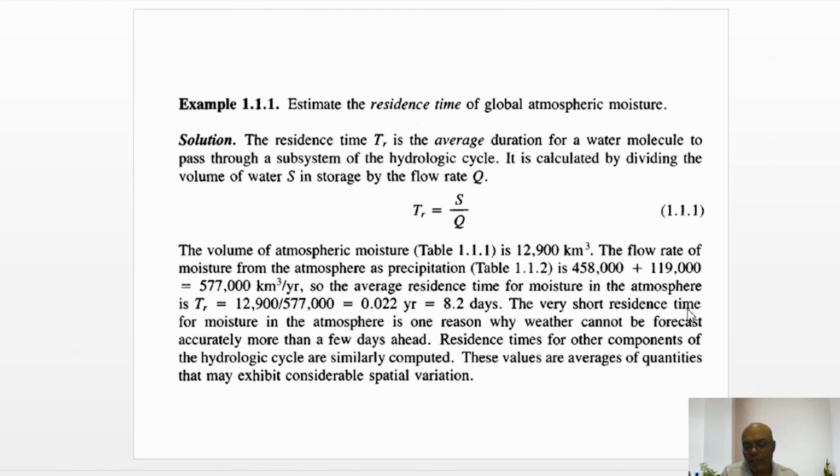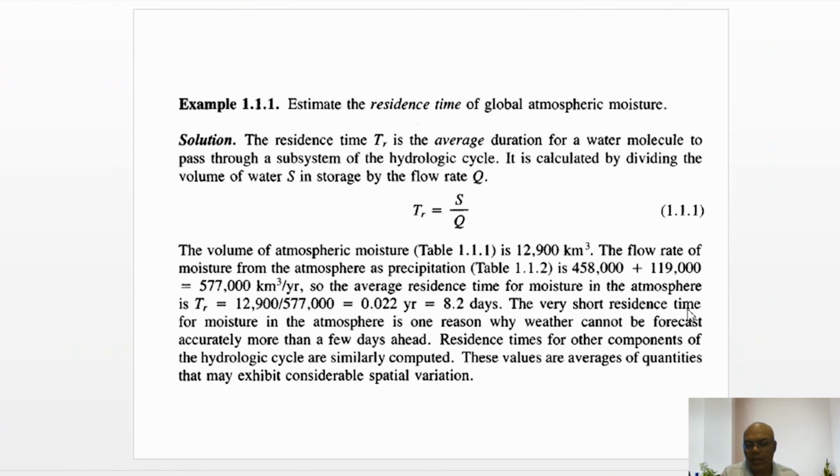Okay, so residence time is calculated as storage by flow rate. Because when it is passing through that subsystem, it is like a storage. But when it exits or enters the subsystem, that becomes a flow rate. So TR is equal to S by Q.